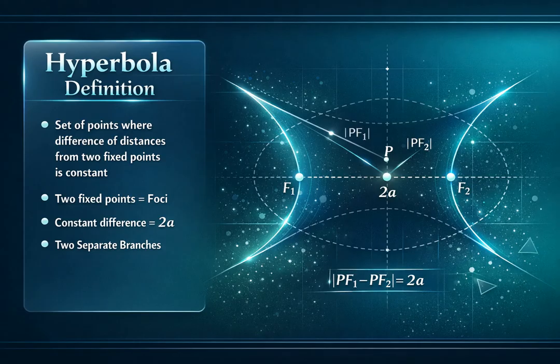A hyperbola is the set of all points where the difference of distances from two fixed points called foci is constant. This constant difference equals 2a. A hyperbola has two separate branches opening away from each other. Unlike an ellipse, the hyperbola extends infinitely in both directions.